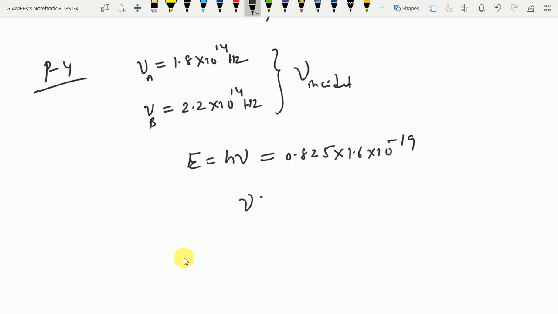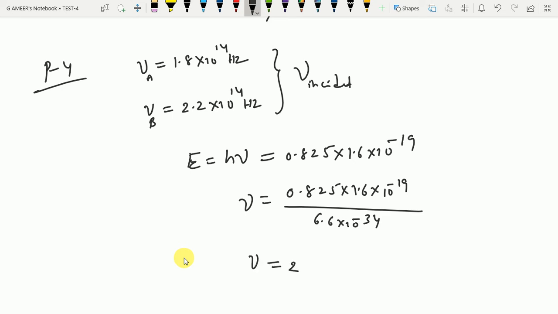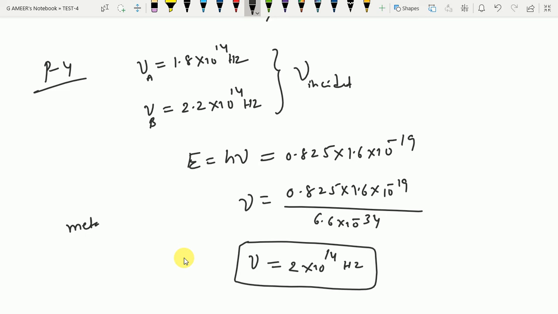Then frequency nu is equal to 0.825 into 1.6 into 10 power minus 19 whole divided by h. The h value is 6.6 into 10 power minus 34 joule second. So after this I'll get 2 into 10 power 14 hertz. So the incident frequency is this. The incident frequency should be greater than that of the threshold. So 2 is greater than 1.8 but less than 2.2. That means metal A will emit the photoelectrons. So only metal A will emit photoelectrons.